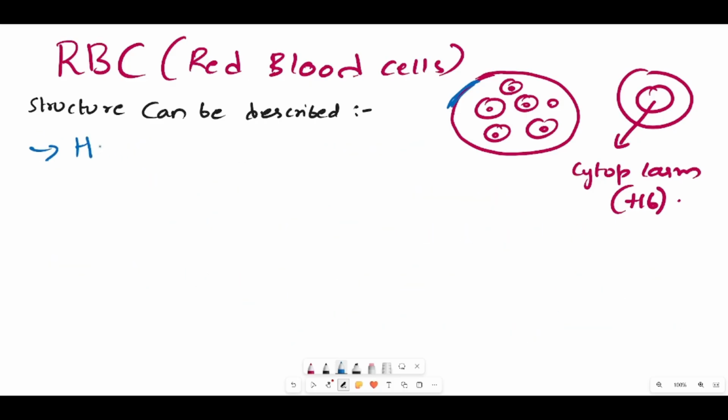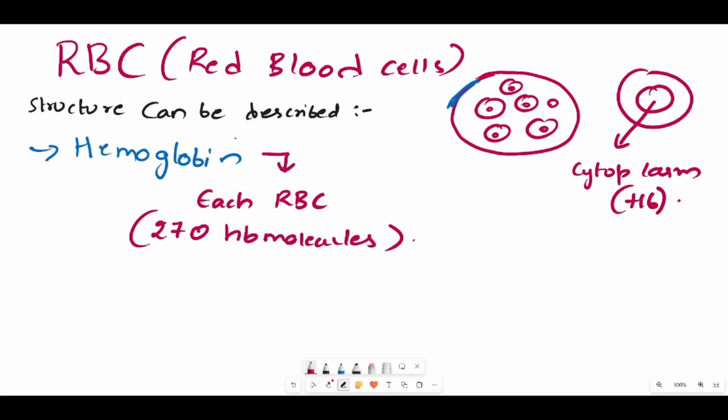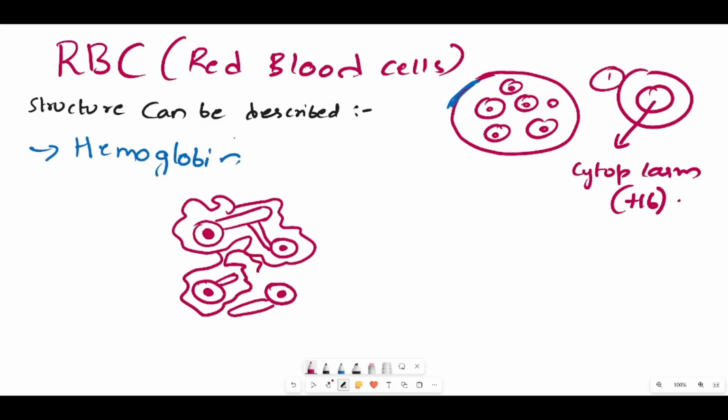So, coming back to the most important part, which is hemoglobin. If you consider just one RBC, each RBC will have approximately 270 hemoglobin molecules in it, and these molecules are responsible for the transportation of oxygen in the body. So consider that this is a hemoglobin.